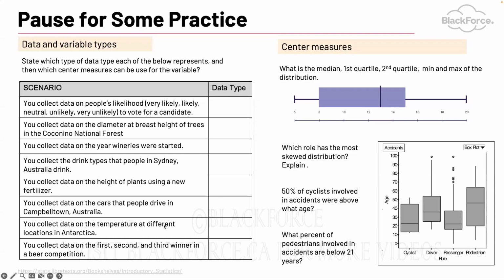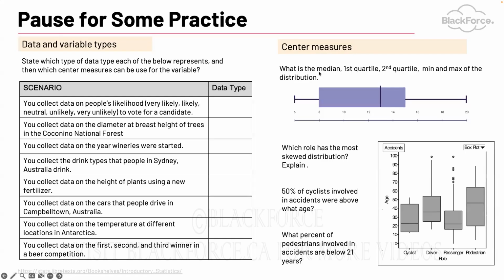You collect data on temperature at different locations in Antarctica. So what's temperature? Temperature data. Great, continuous. And you collect data on the first, second, and third winner in a beer competition. That was the last one. Ordinal, great, because of the order of the categorical variables. So great, we're following.